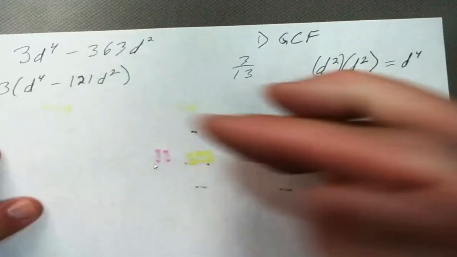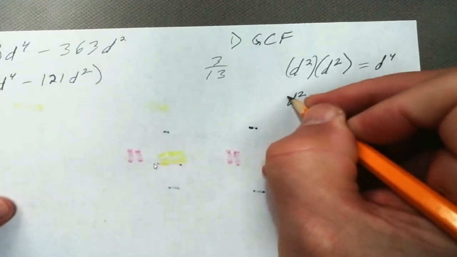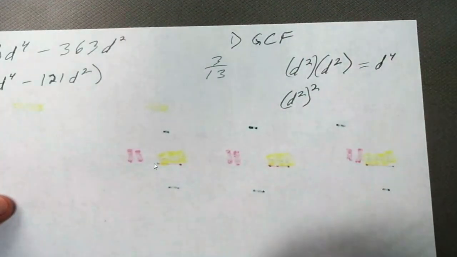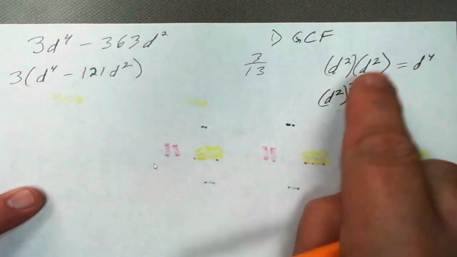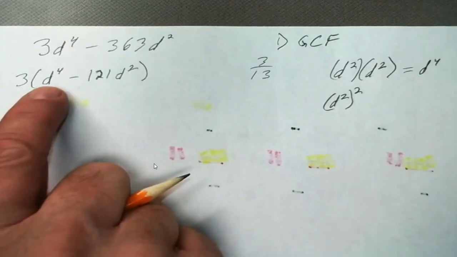So this is d squared squared. That's what it is. It's d squared times d squared. So it's d squared squared. So this is a perfect square.